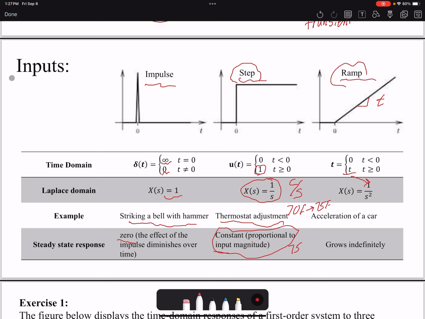It doesn't have to be linear. We could have other functions as well, and you can think of it as an acceleration of a car. Because the system is unstable, we do not have a steady state response. The steady state response cannot really be defined for a ramp function, because our output grows indefinitely and it would never stop. It just grows.